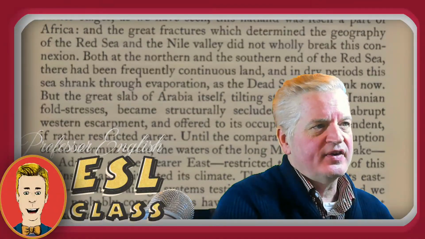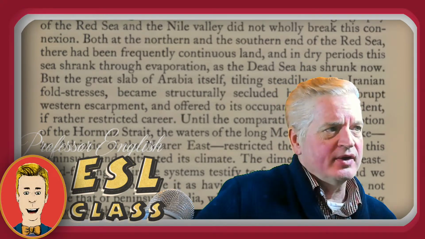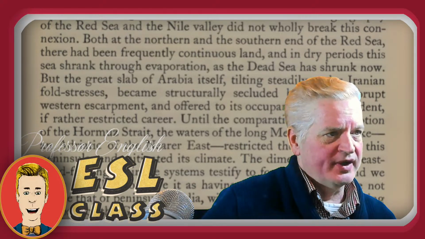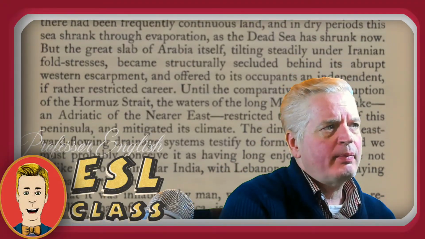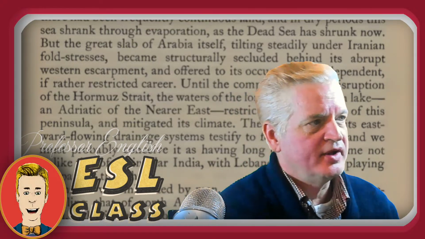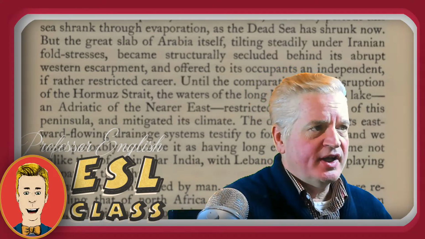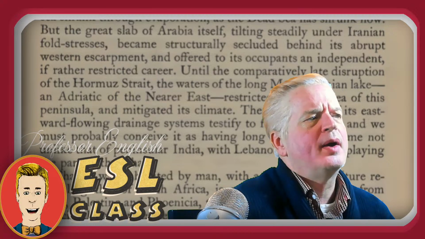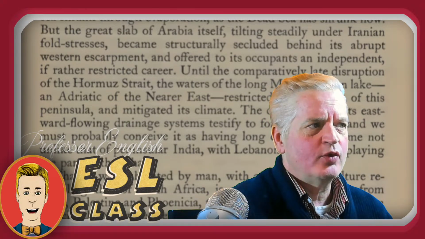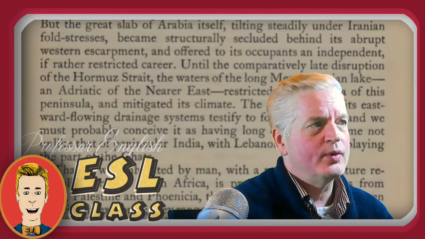Both at the northern and southern end of the Red Sea, there had been frequently continuous land, and in dry periods this sea shrank through evaporation. And the Dead Sea has shrunk now. But the great slab of Arabia itself, tilting steadily under Iranian fold stresses, became structurally secluded behind its abrupt western escarpment and offered its occupants an independent, if rather restricted, career until the comparatively late disruption of the Hormuz Strait.